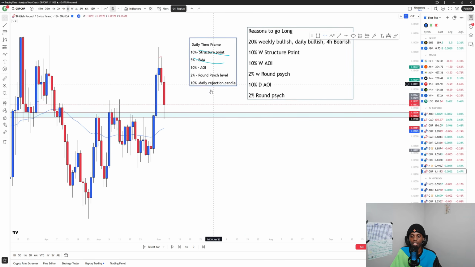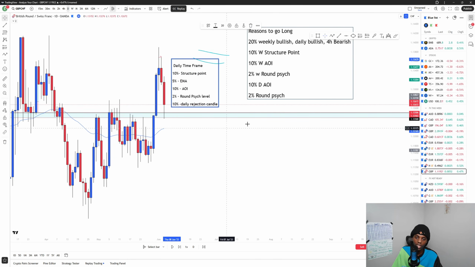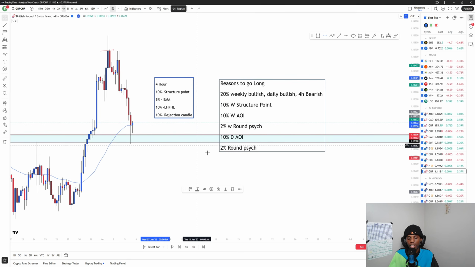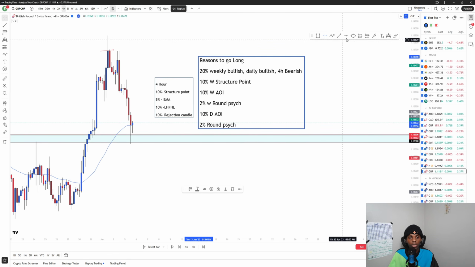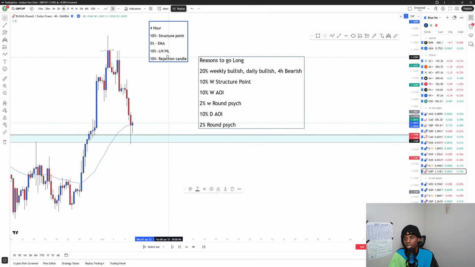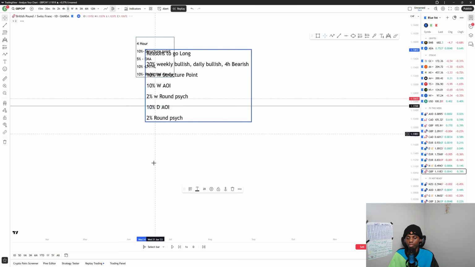2%. Last thing, daily rejection candle. And like I already told you, a rejection candle is a doji, maybe a blue candle or a pin bar. Or right here, we did not create any of that, so no daily time frame, no rejection candle. 4 hour is a little different compared to the other time frames. We don't start looking at this until 4 hour is bullish again, until 4 hour is back to aligning with the direction. So for now, we just ignore this and then unpause.